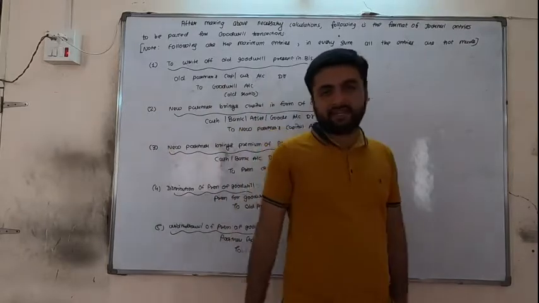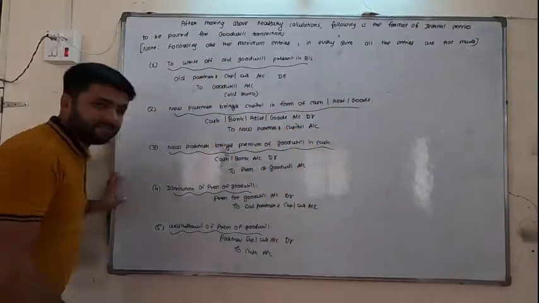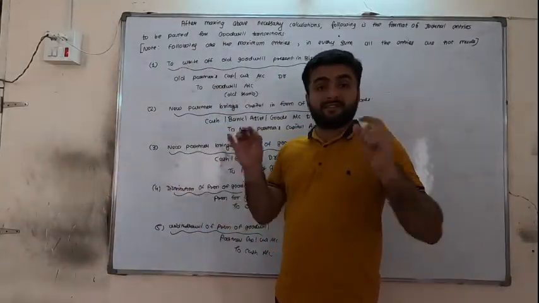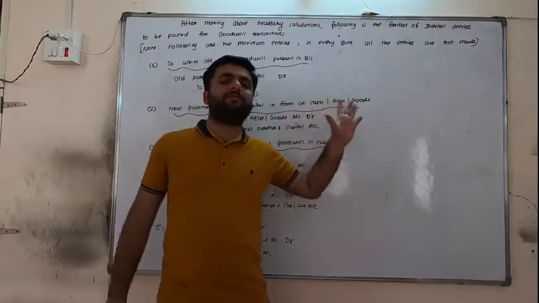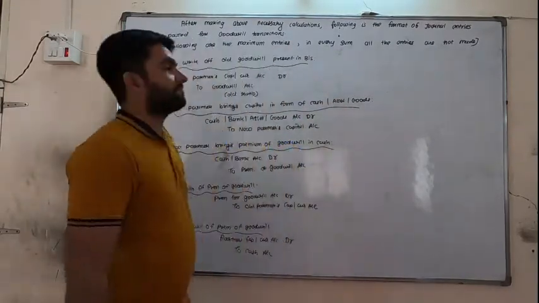Now we will start with the case, but first I will explain. These are the 5 entries, the maximum entries. In all the sums, all the entries will not come. And see, I have a very good hint to remember these entries. Let's see what the hint is.